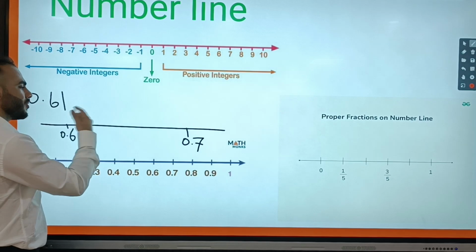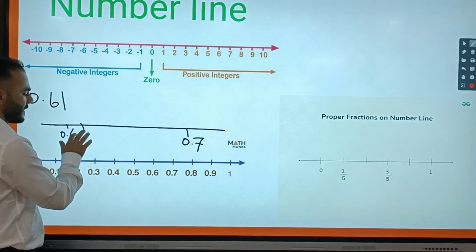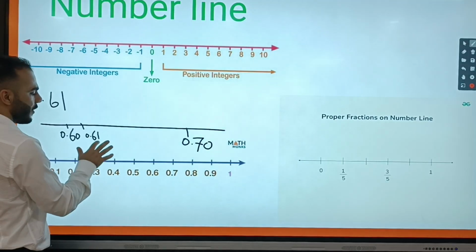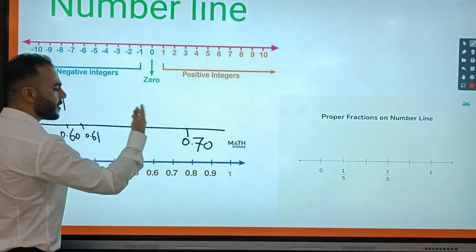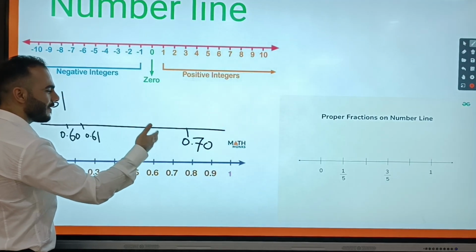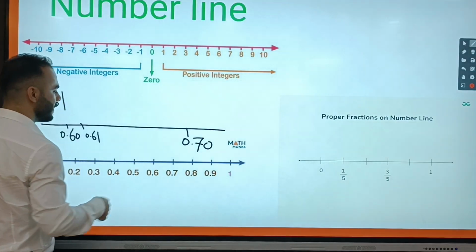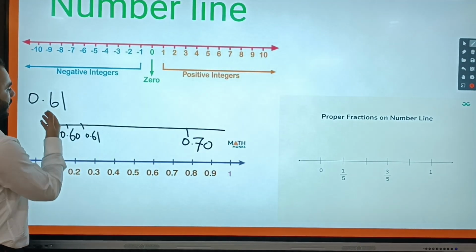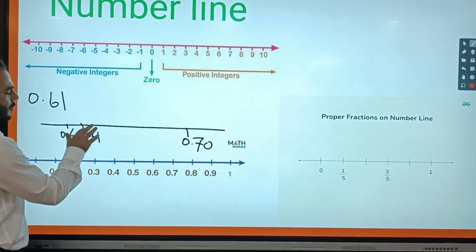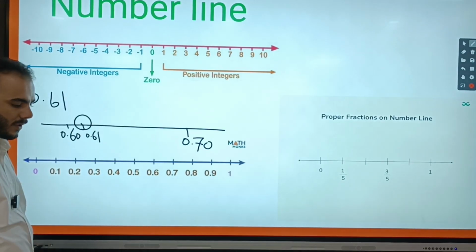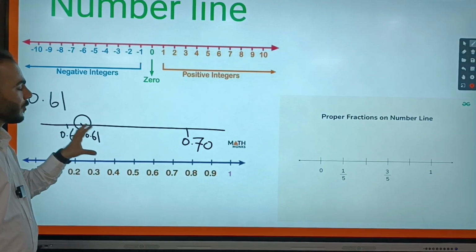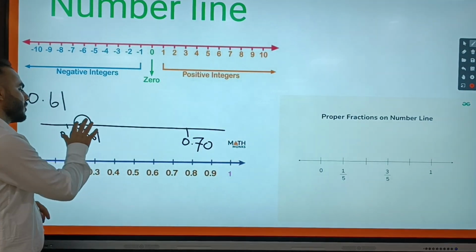So imagine if you just go in order, 0.60 here, 0.70 here. So 0.61 would be here, then 62, 63, 64, 65, 66, 67, 68, 69, and 0.70. So the question asks us to plot 0.61 on this number line. You are going to just circle it, and then the teacher would understand that this is 0.61 that you plotted on this number line.